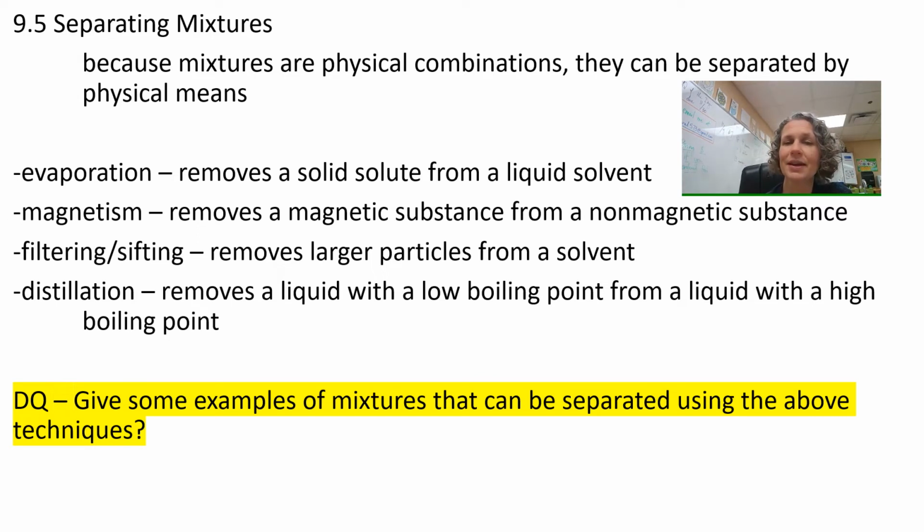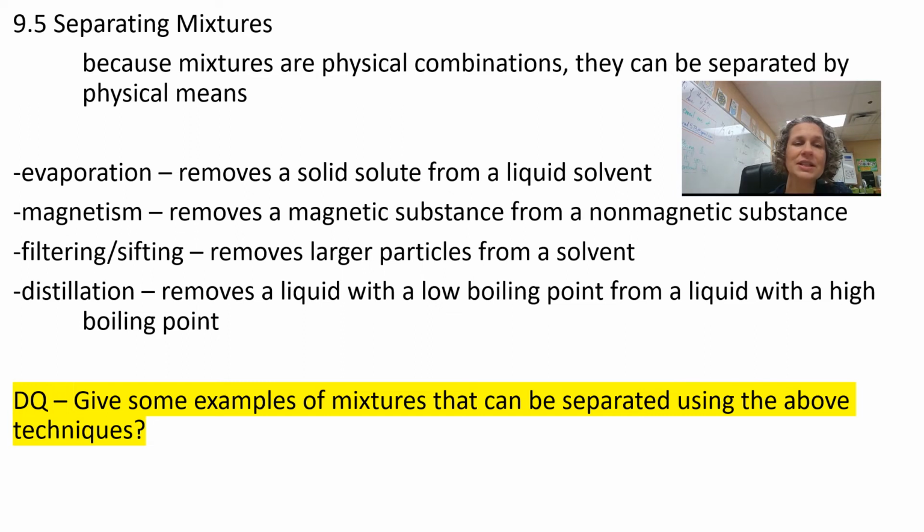Magnetism: if I have something magnetic mixed with something that's not magnetic, then I can use a magnet to remove the magnetic stuff. Sifting, filtering: I can pour things through a filter and get larger particles out. That could work with a liquid. That could work with two solids. If I had rocks and sand, I would just pour it through some kind of filter, and the sand would go through, but the rocks would stay.